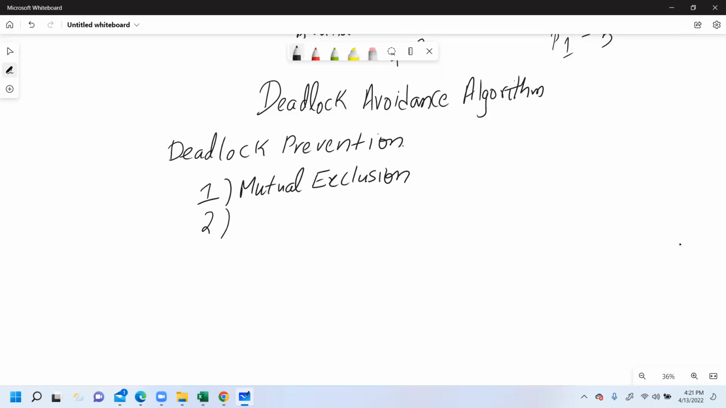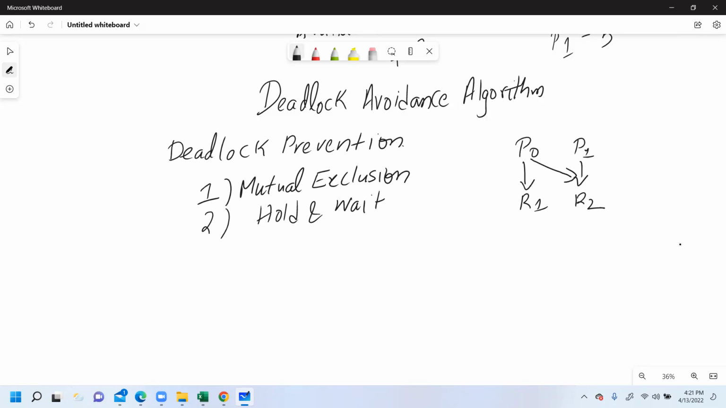Hold and wait. Hold and wait means I'm holding a resource and waiting for another resource, right? In which case, none of these processes can progress further. All processes will be blocked. Hold and wait is like P0 is holding R1 and P1 is holding R2, and P0 is requesting R2, because P0 suddenly needs R2. And what happens? P0 is basically blocked because it's asking for R2, which is already held by P1.